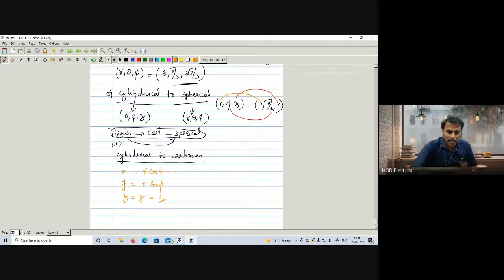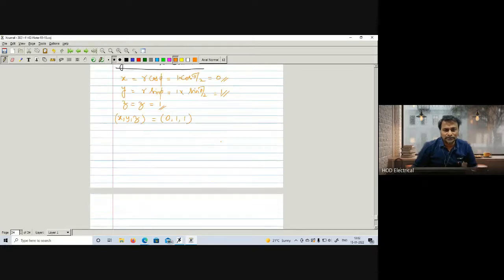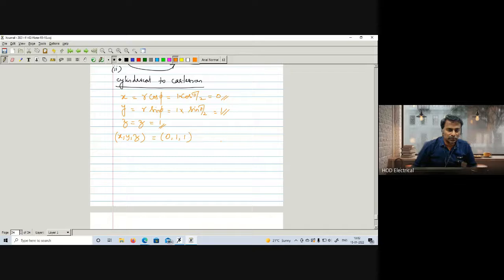For x, r cos phi, r is 1, so 1 into cos pi by 2, that is equal to 0. Therefore the total value will be 0. Then y is 1 into sin pi by 2, and sin pi by 2 is 1, therefore 1. So we can now write x, y, z as 0, 1, 1. Then how can we convert this x, y, z to spherical?